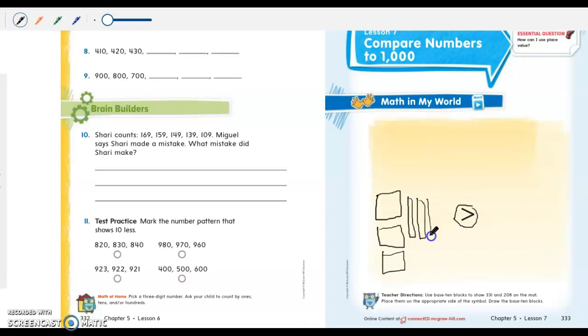And then next is the ones. We have 1 one, which is a small square. So this in base 10 blocks represents 331. Okay, so let's look at the second number. Second number has 200. So we're going to draw 2 big squares to represent the 200. We have no tens, so we're not going to draw any tens. And then we have 8 ones, which are the smaller squares.